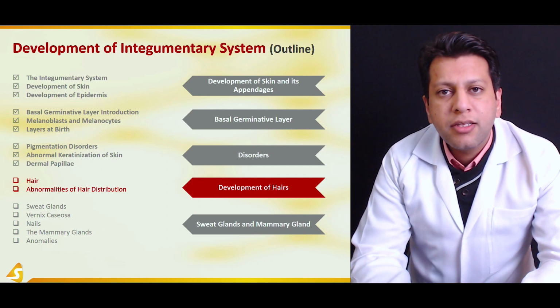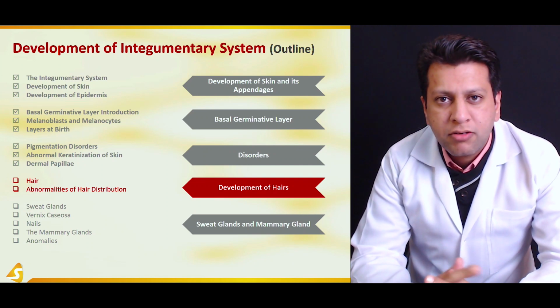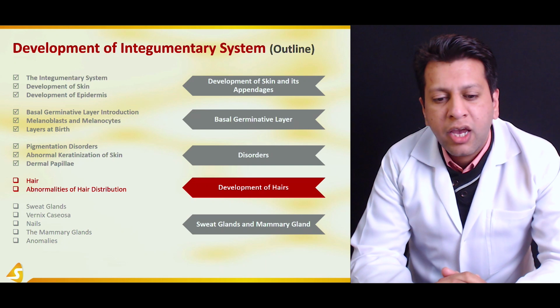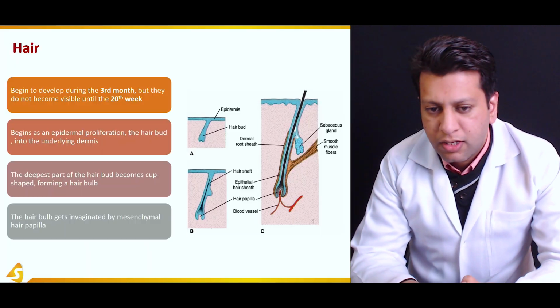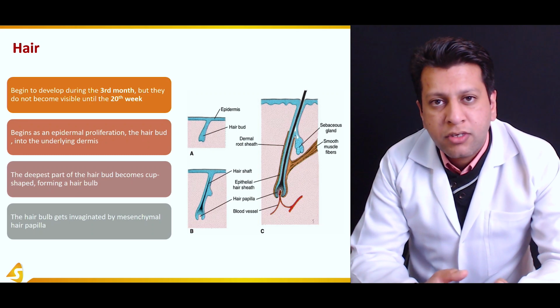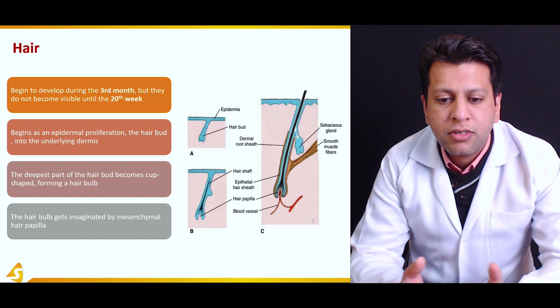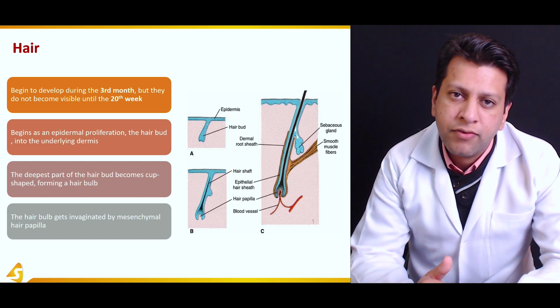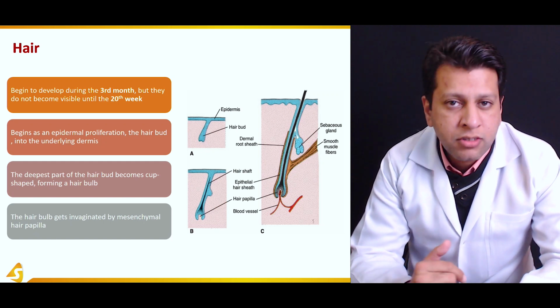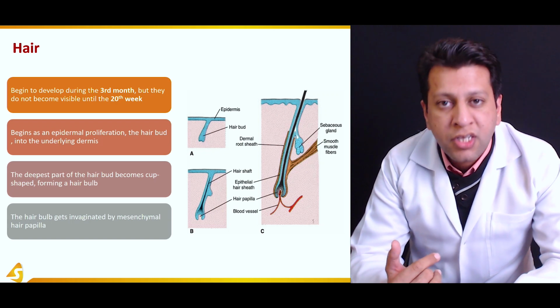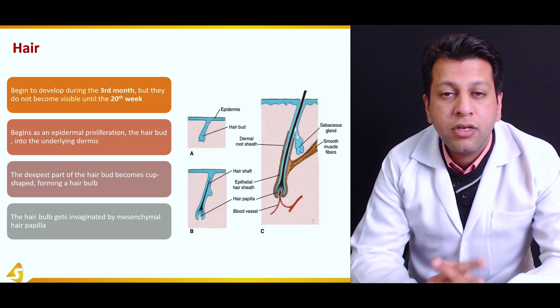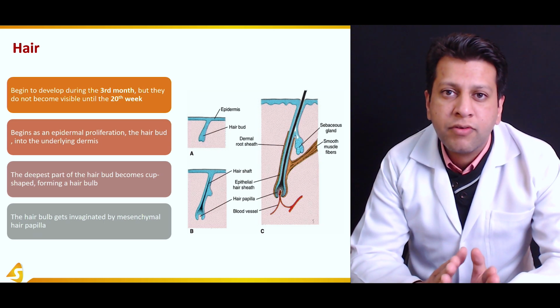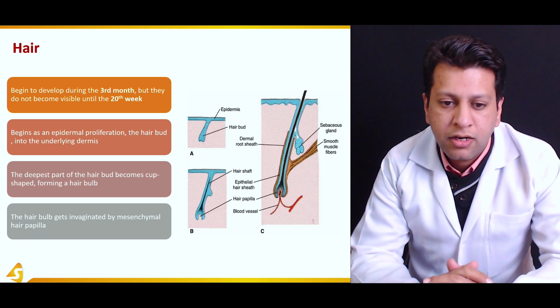What we will be covering in this section are the general aspects of hair, how they develop, and what the abnormalities of hair distribution are. As I just covered in the previous section, the integumentary system is the skin and its derivatives, which include sebaceous glands, mammary glands, hair, nails, and other appendages as well. So we are coming to the hair, which is one of the derivatives along with the skin.